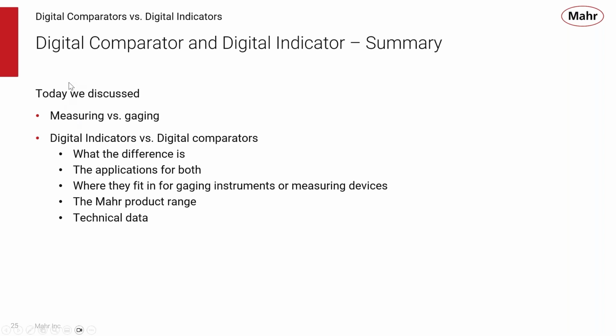So today we discussed what measurement versus gauging is, and how that helps us define what a comparator or an indicator is. We talked about the differences between them and applications for both. We went through some technical data and the Mahr product range and how they fit as ideal gauging instruments and measurement devices.